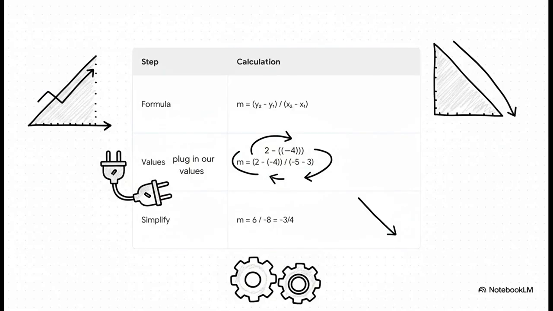So we plug in our values. On top, we have 2 minus -4. And remember, subtracting a negative is really the same as adding, so that becomes 6. On the bottom, -5 minus 3 gives us -8. So our final slope is -3/4. And what does that little negative sign tell us? It just means the line is going downhill as you look at it from left to right.